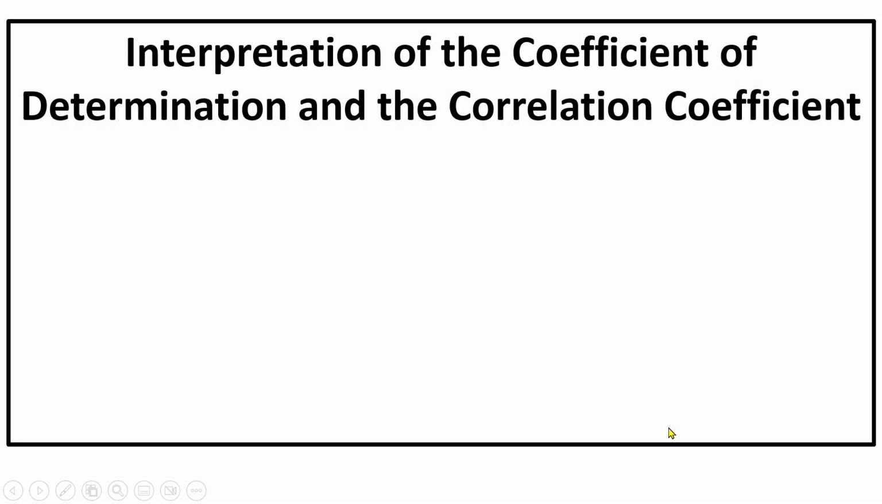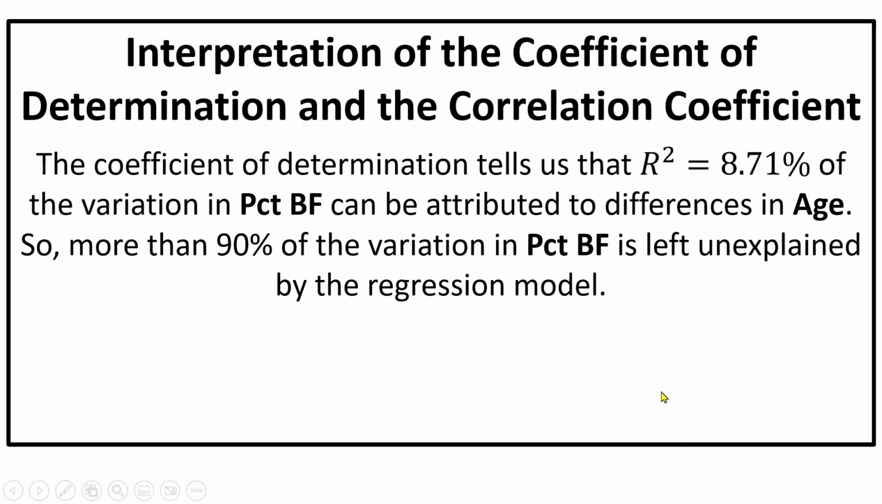Now, what do these things actually mean? The coefficient of determination tells us that about 8.71% of the variation in percent body fat in our sample can be attributed to differences in age. And what that means is more than 90% of the variation in percent body fat is left unexplained by the regression model. Now, I would say that some of that unexplained variation could be explained if we included in our model a way to differentiate between, say, adult males versus adult females. Right? So I'm referring to that bimodal distribution that we saw earlier.